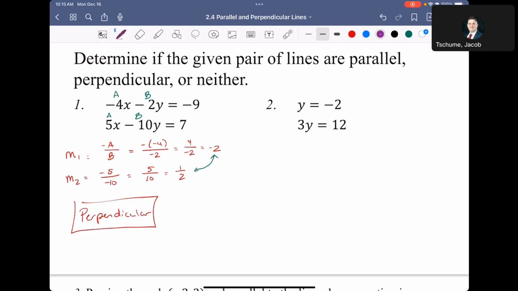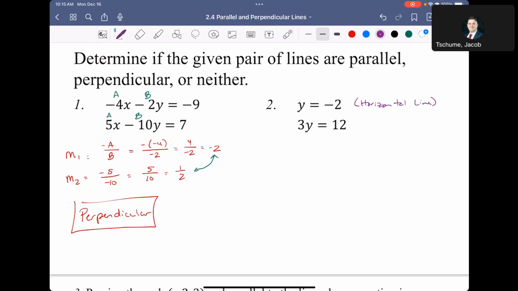Moving over to number 2, you've got y equals -2 and 3y equals 12. Now, when you look at these, they don't look anything like the first one because these are special forms of lines we talked about in section 2.3. What you might remember is that whenever you have y equals a number, this is the form of a horizontal line.